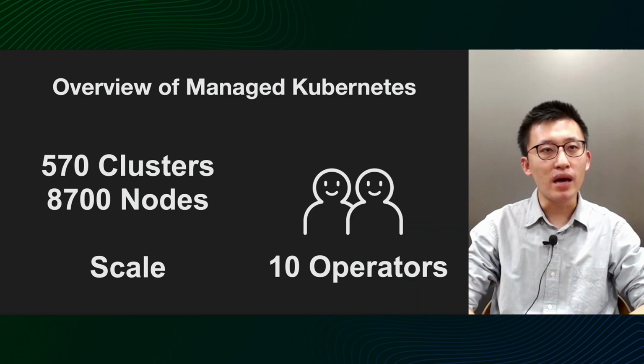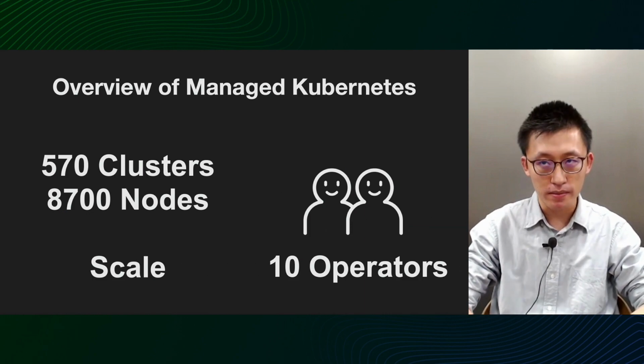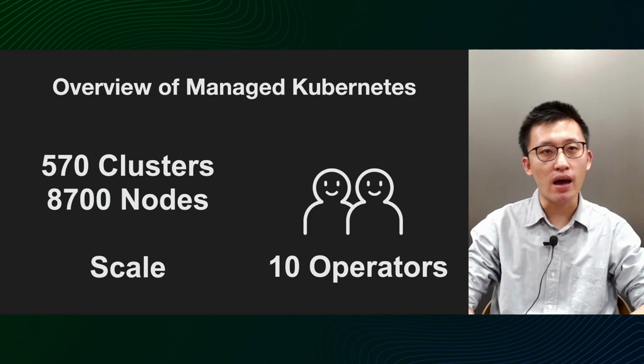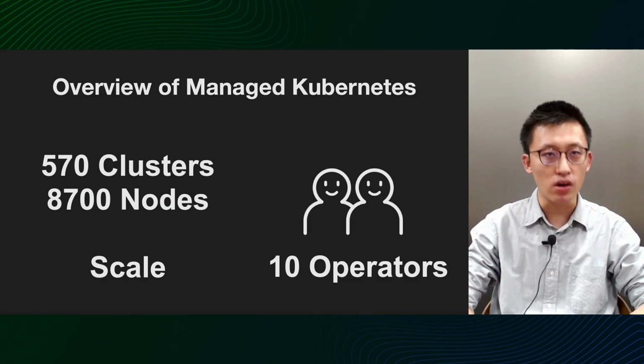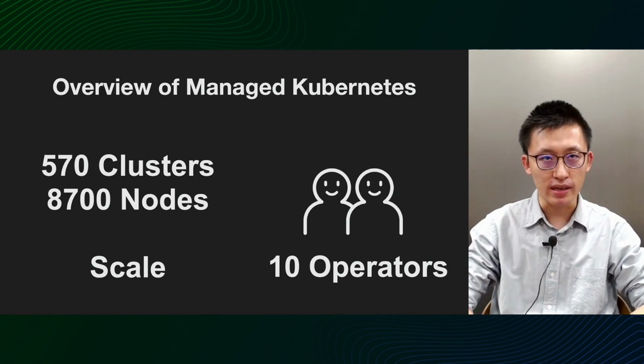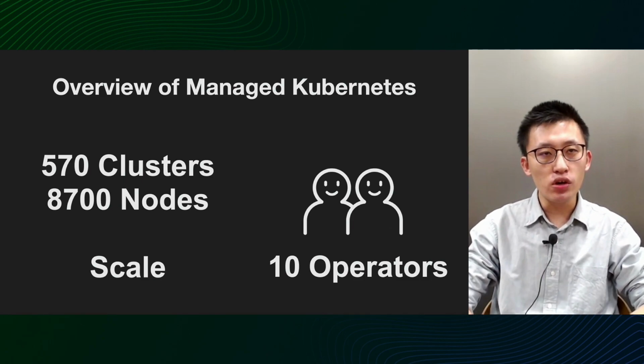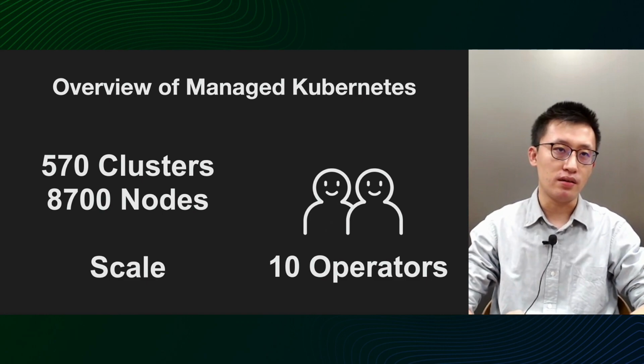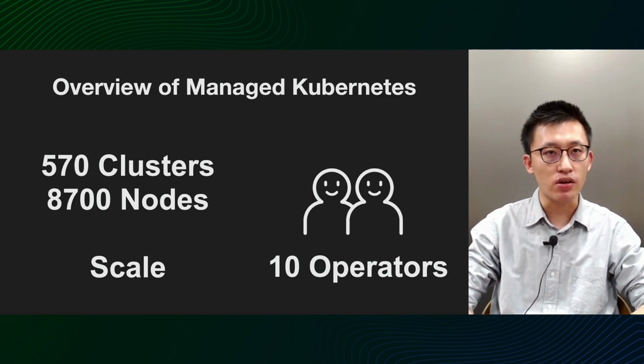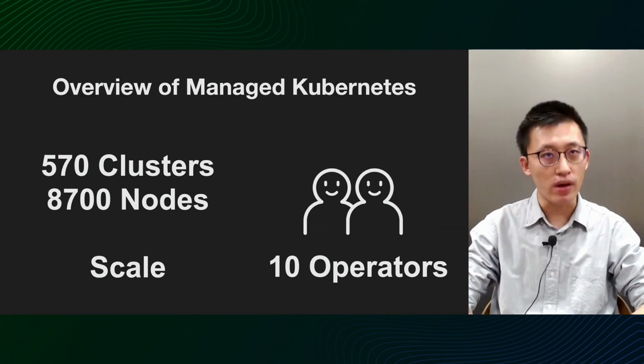Now, in LINE Managed Kubernetes Service, we currently have about 570 clusters and over 8,000 nodes managed by about 10 developers. Some of the clusters already have more than 150 nodes. It is still increasing. After we know the architecture of the Managed Kubernetes Service platform and the scale info, let's go to the cluster upgrade topic.